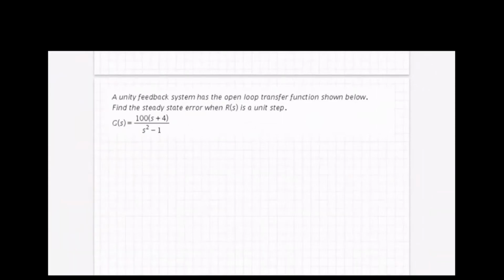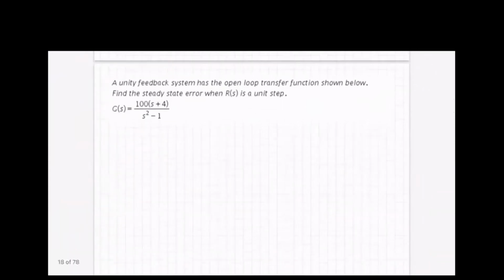So here is another interesting problem that is given as the following. The problem is saying that a unity feedback system has the open loop transfer function shown below, and find the steady state error when R of S is a unit step. And we are given the open loop transfer function, OLTF, and R of S is a unit step, and we need to find the steady state error when R of S is a unit step.